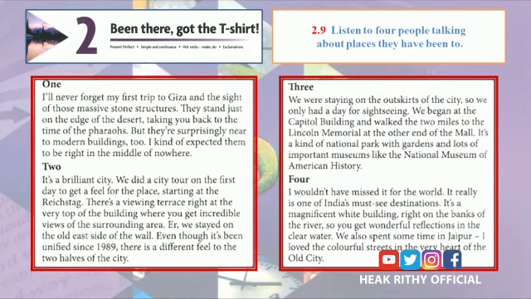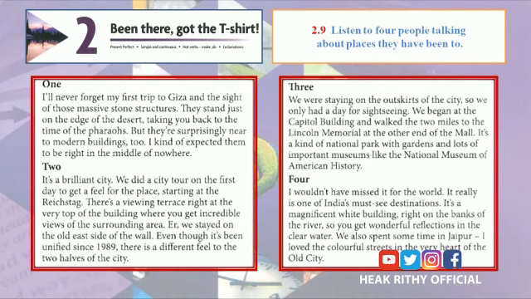2. It's a brilliant city. We did a city tour on the first day to get a feel for the place, starting at the Reichstag. There's a viewing terrace right at the very top of the building where you get incredible views of the surrounding area. We stayed on the old east side of the wall. Even though it's been unified since 1989, there is a different feel to the two halves of the city.